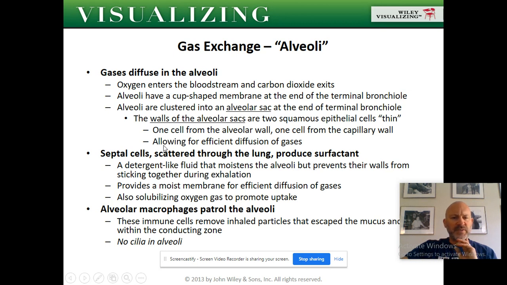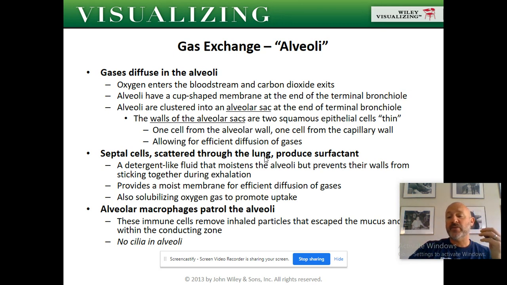We do have these other cells down here called septal cells, and they produce a very important secretion protein, which is called surfactant. Surfactant is a detergent-like secretion. What that does is, when we exhale, these grape-like sacs, as the air is leaving, the inner walls would want to cling to each other. But that's not good for our breathing sacs. You don't want the walls clinging to each other. So the septal cells line the walls of the alveoli with this detergent-like protein called surfactant, and that prevents the walls from clinging to each other during exhalation.